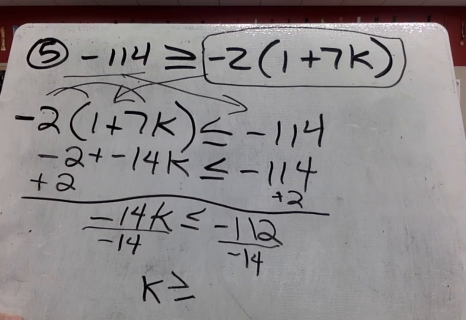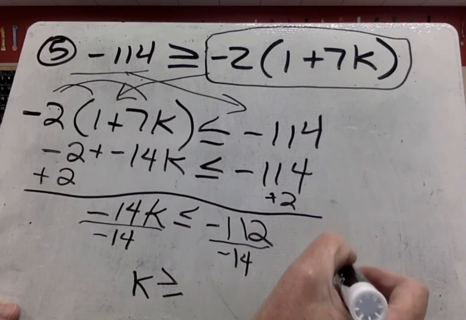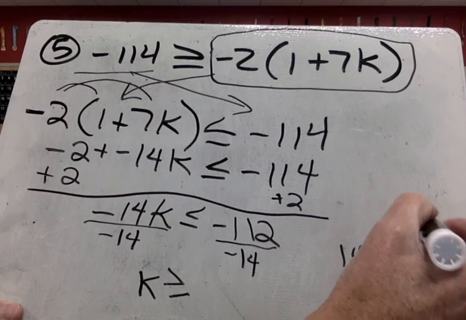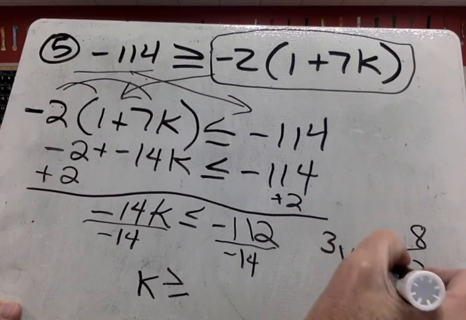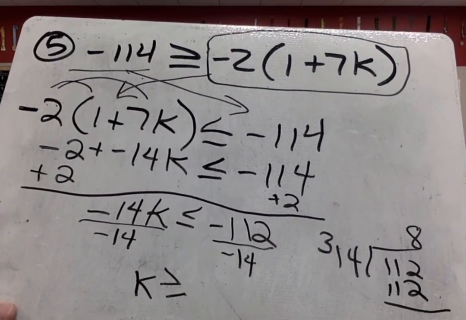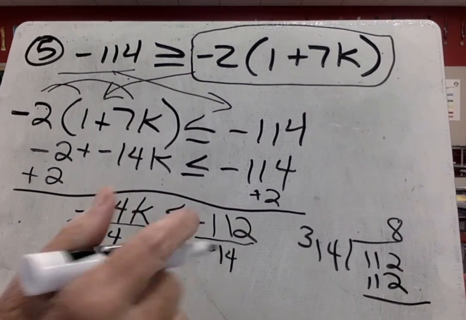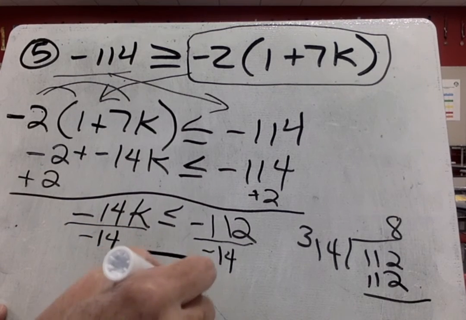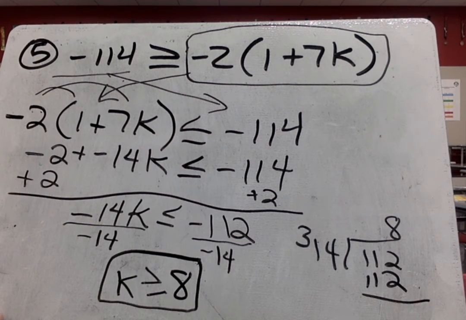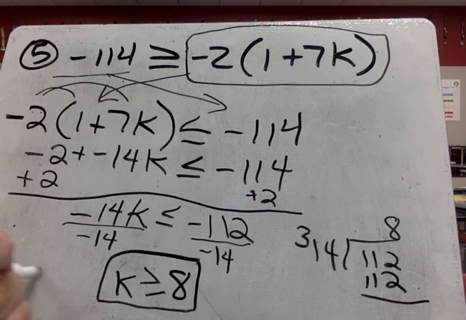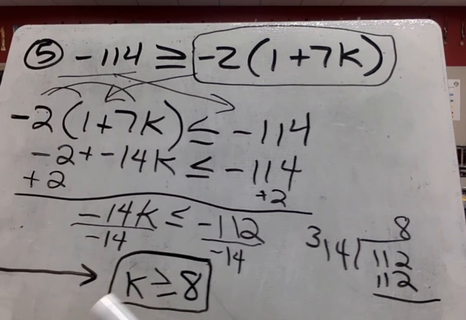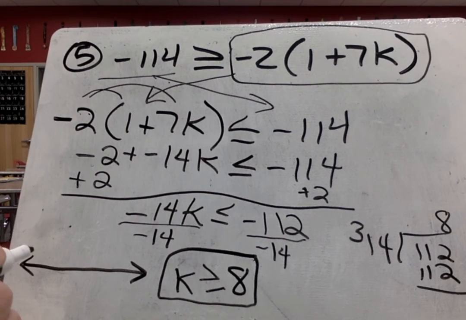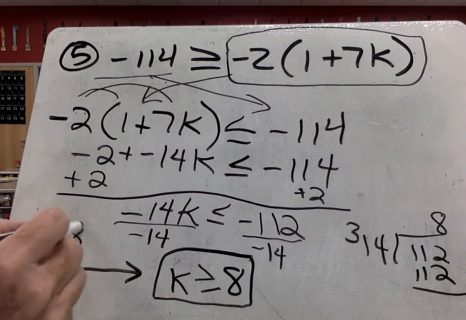So k is going to be greater than or equal to, let's see, 14 goes into 112. What is that, 8 times? Okay, our long division comes in handy. Negative divided by negative is positive. So k is greater than or equal to 8. I'm going to go ahead and do the number line to the left side here. Let's make sure you can see that. Okay, so we're going to put 8.